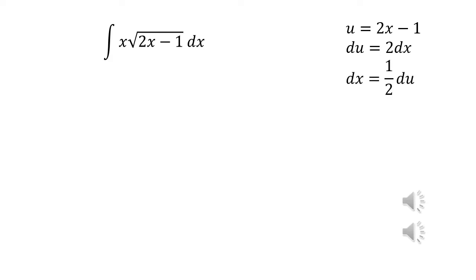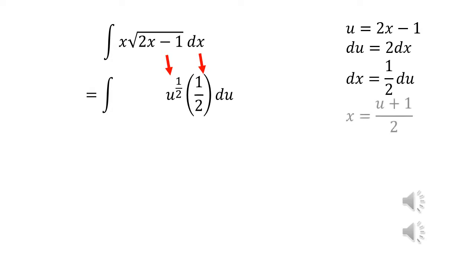So now we begin to substitute. It's easy enough to see what happens to the square root of 2x minus 1, and also to the dx. We can replace those with u to the 1/2 and 1/2 du, respectively. But what happens to the x? For that, we need to go back to our u and solve for x. And when we do, we find out that x equals u plus 1 over 2.